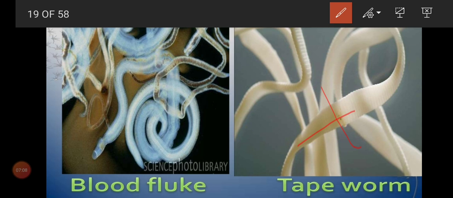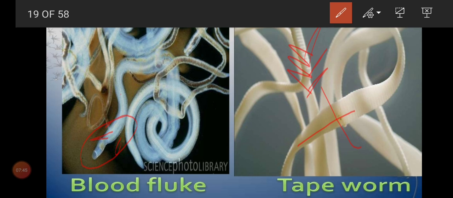In the tip region of the organisms we can see the hooks, like a small structure which is able to fix onto the intestine of the human being. So the blood fluke structure, the head alone is showing, but just imagine this can be seen in tapeworm also. The hook which is present near the head region will help to attach the body firmly into the intestine of the human being, and from these regions, the body will contain suckers.